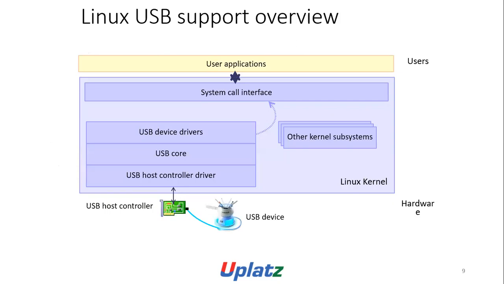Linux USB support overview. We have the user application and system call interface. Fundamentally, we have the hardware, where the USB host controller and USB device are. Then the USB host controller driver, the Linux kernel, USB core and USB drivers, other kernel subsystems and the system call interface, then the user applications.